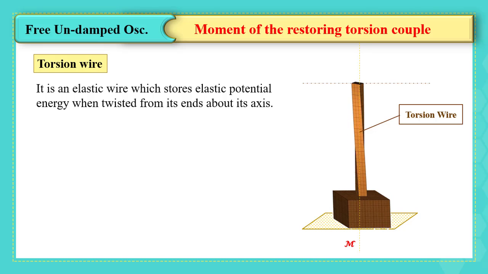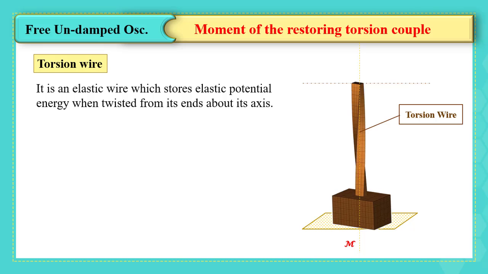During the rotation of the cube, the wire is twisted, and then it exerts a restoring force, which is the torsion couple, on the cube. The restoring force tends to oppose the deformation of the wire and brings the cube back to its equilibrium position. When the cube is rotated by an angle theta, the wire is twisted through the same angle.